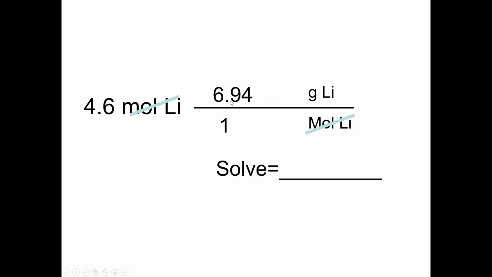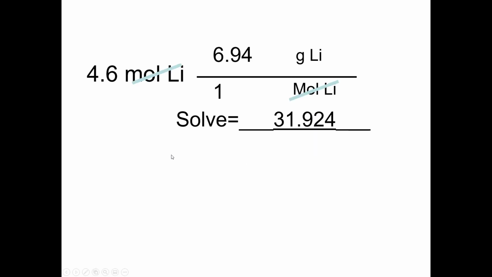So 4.6 times 6.94 and then divide by 1. And so the answer you get is 31.924. If you were doing sig figs, you'd have to round this to 32, but we're not going to do that. So, round this however you want. You could do 31.9, you could do 31.92, you could do 31.924, whatever you want to do is fine with me. We won't do significant figures right now.